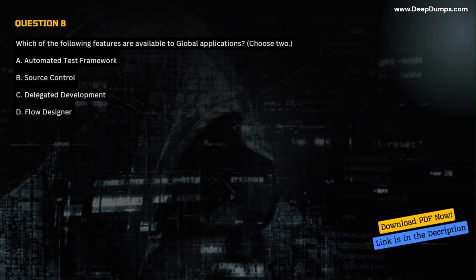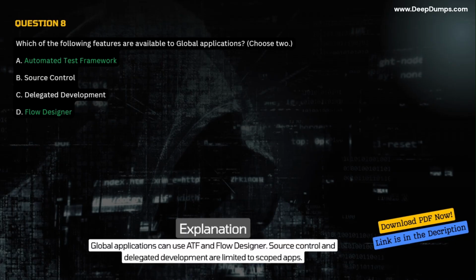Question 8. Which of the following features are available to global applications? Choose 2. A. Automated test framework. B. Source control. C. Delegated development. D. Flow Designer. Correct answer A and D. Automated test framework. Flow Designer. Explanation. Global applications can use ATF and Flow Designer. Source control and delegated development are limited to scoped apps.